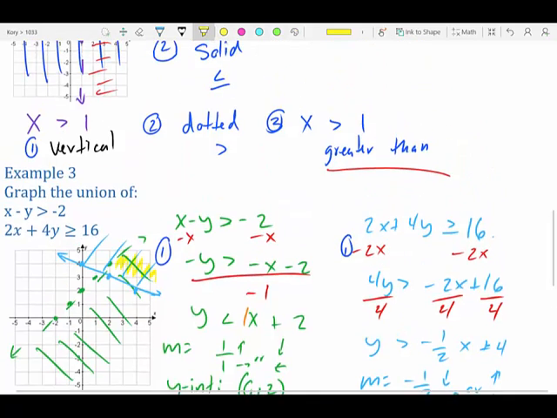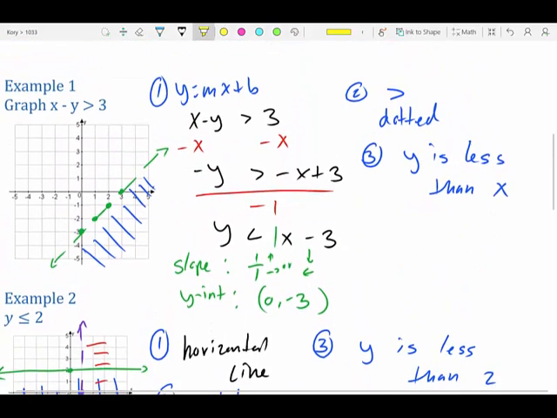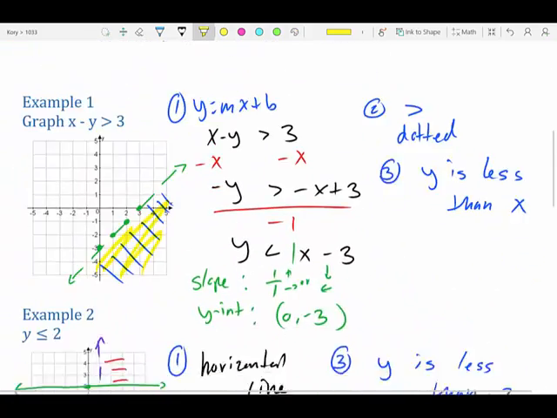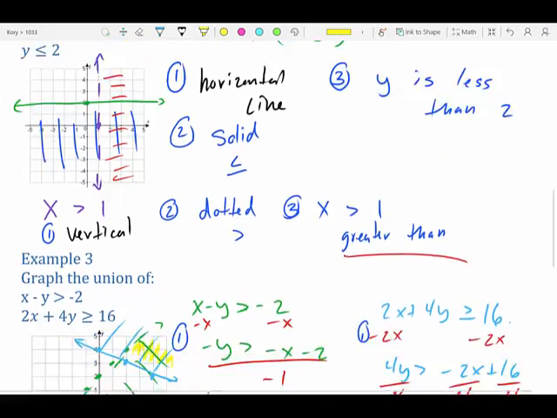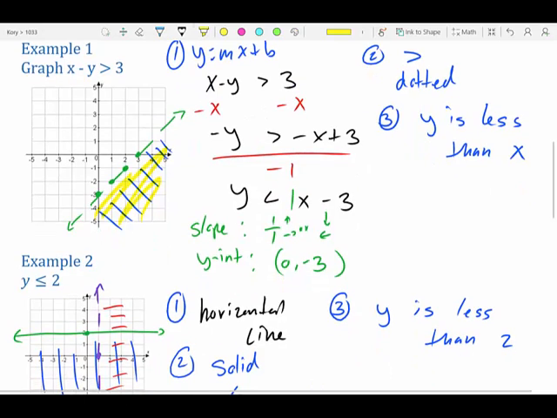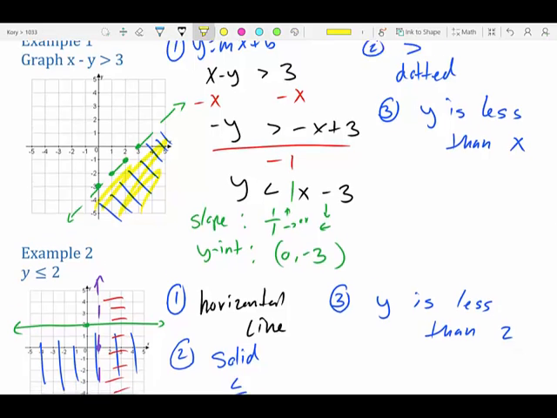So if we go back up to this example, that means the solution cannot be on the line. It's only in this blue region. If it's a solid line, you see how this one's dotted? We cannot pick a number on that line. If it was solid, we could pick a number on that line to make the inequality true. So that's what the shaded region means.